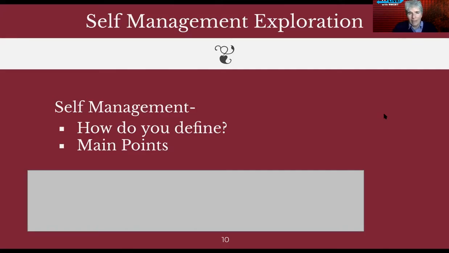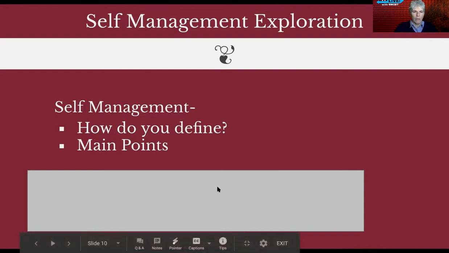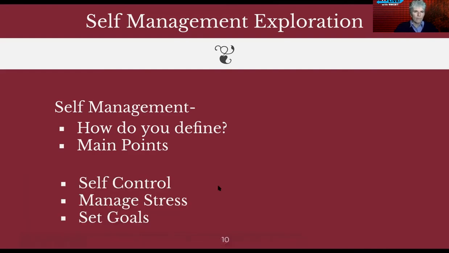Self-management, the second one. Right now, again, pause and write down how you define self-management. So self, myself, managing, and the main points, what main points do you feel go along with that? Self-management is always about self-control, regulating your emotions, your thoughts, your behaviors. How is it going to be different in this situation as opposed to this situation? How do you manage stress?